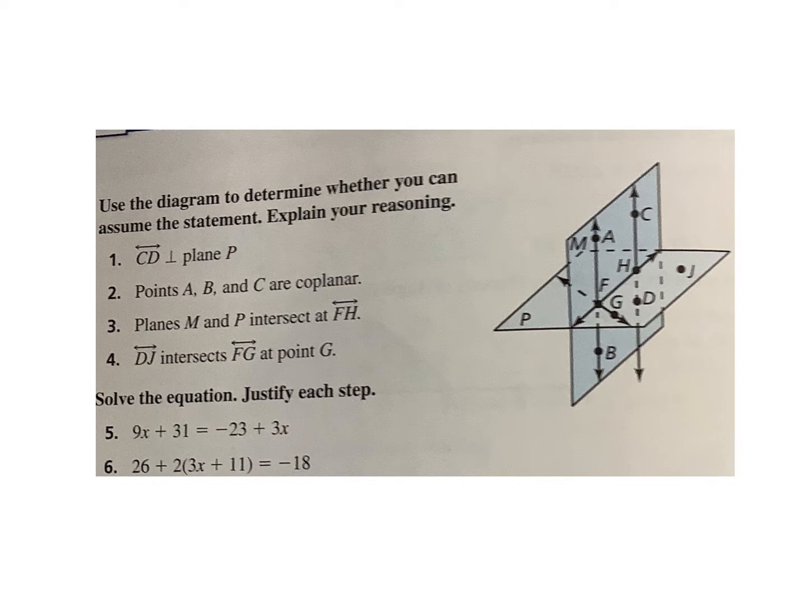And then line DJ intersects FG at point G. Can you assume that it's going to intersect FG at G? So let me point it out. Here's DJ, and FG is right here. Can you assume it? No, you cannot assume it. It doesn't show it. And even if you drew a line through there, how do you know you drew it exactly correctly? All right, so you cannot assume that.